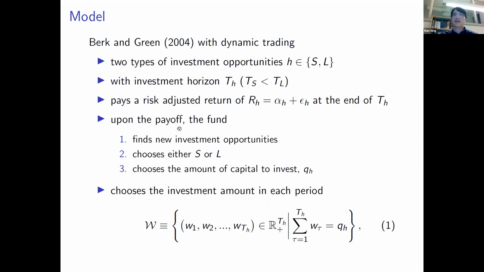Upon the payoff of each investment opportunity, the fund needs to find a new investment opportunity and choose between either the short-term and long-term, and choose the amount of capital to invest in, that's Q_H. Given the amount of capital chosen, the fund then needs to choose the investment amount in each period, what we call the trading policy. That is the amount to invest in each period, W_1, W_2, until W_TH, those are the investment periods until T_H. The investment amounts should be non-negative and sum to Q_H, which is the total amount they invest in this opportunity.